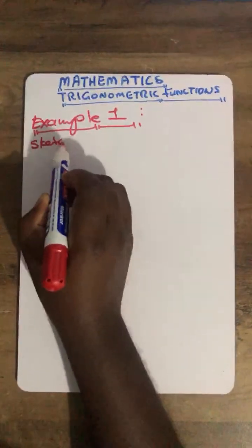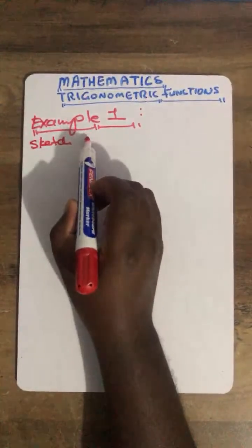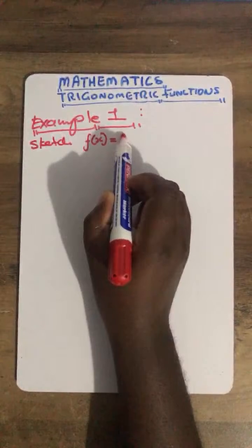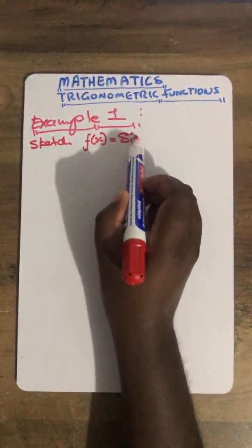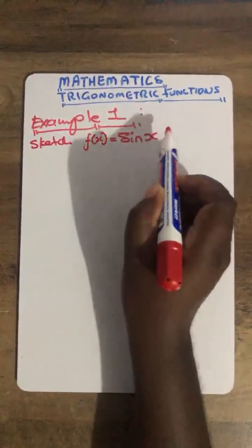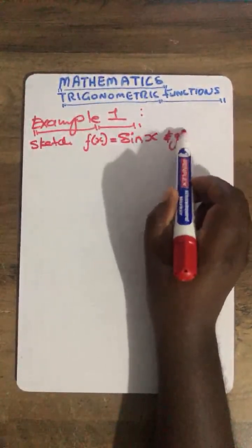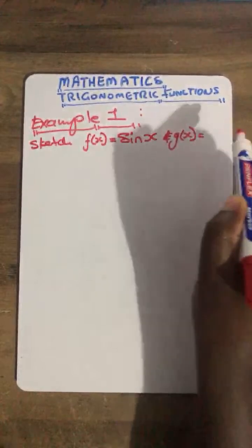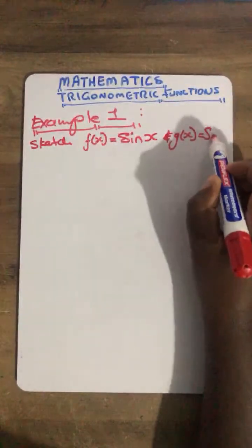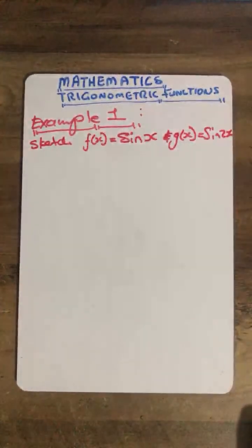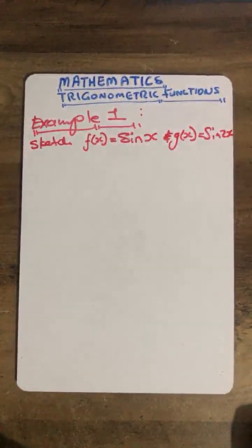So first, we're going to sketch, let's say, f of x equals a sine of x, and maybe this other one we call g of x, which equals sine of 2x.